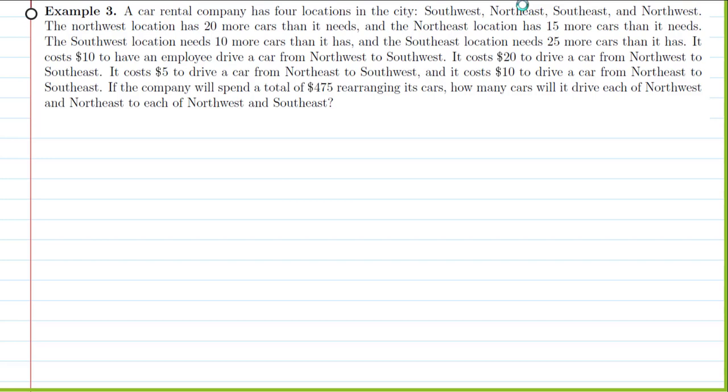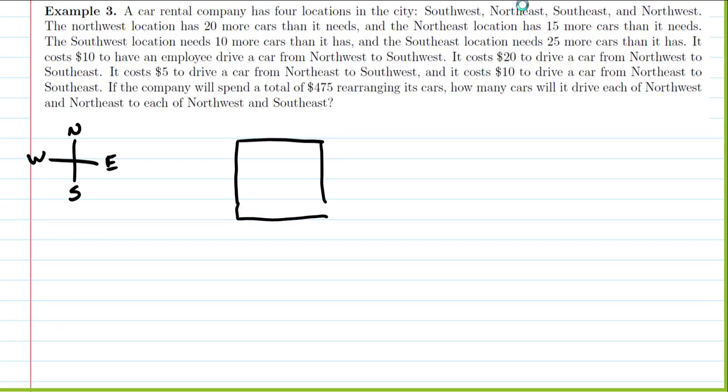All right, so let's draw a picture, because I think that's going to be the best way to help us visualize what's going on. We have north, south, east, and west. So let's go ahead and draw. I'm going to use rectangles. So let us start with northwest. And this is going to have too many cars, so this has plus 20 cars, more than it needs.